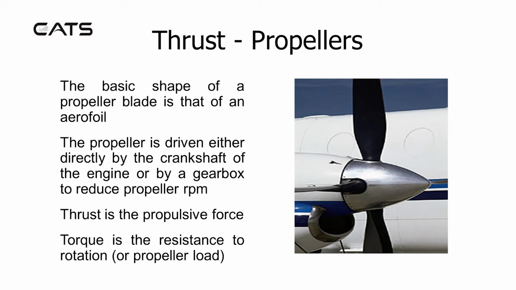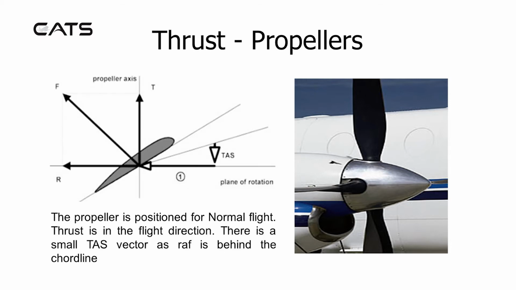Thrust is the propulsive force. Torque is the resistance to rotation or propeller load. In this diagram, the propeller is positioned for normal flight. Thrust is in the flight direction. There is a small torque vector as the relative airflow is behind the chord line.